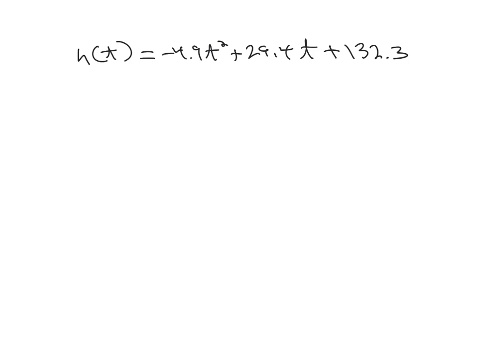So again, let's think about this. What we're saying is that on the left side here, h of t represents the height after t seconds. That's what h of t means. Over here, we have an expression in terms of t that will tell us, when we plug in any value of t, how far off the ground the object is at that time. So clearly when we plug in 0 for t, this term and this term will both go to 0, so we'll end up at a height of 132.3.